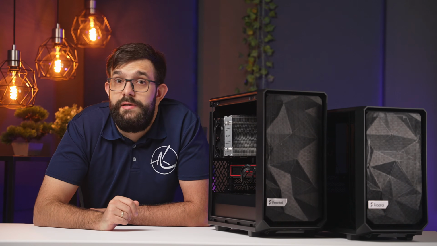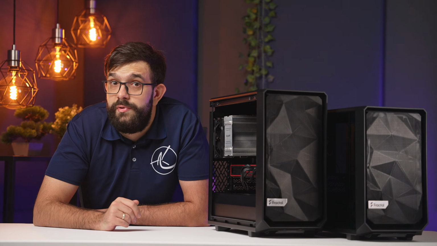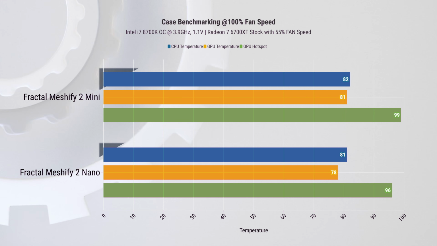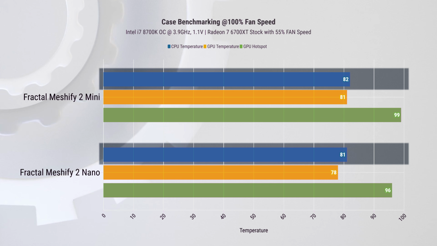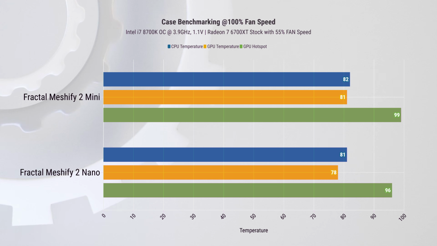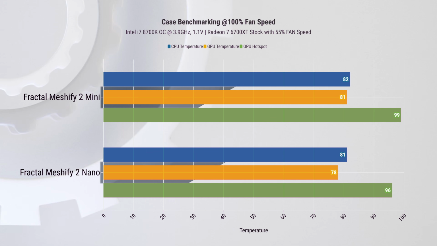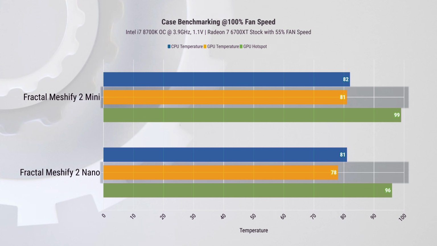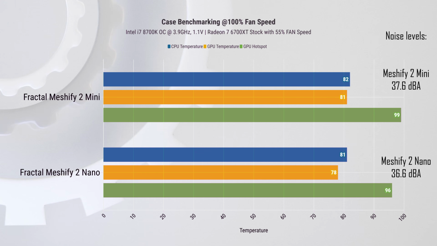Let's start with the first test where we set all the fans to 100% to demonstrate maximum performance with this setup. Here on the CPU side, both cases deliver very similar results, hovering around 81 to 82 degrees, which is uneventful. When we look at the results on the GPU side, we see Meshify 2 Nano running 3 degrees cooler than the Mini on both GPU temperatures as well as GPU hotspot temperature. This is likely due to the channel from the front fan feeding the GPU with fresh air. By the way, take note that even though Nano is a smaller case, it is actually 1 decibel quieter than the Mini.